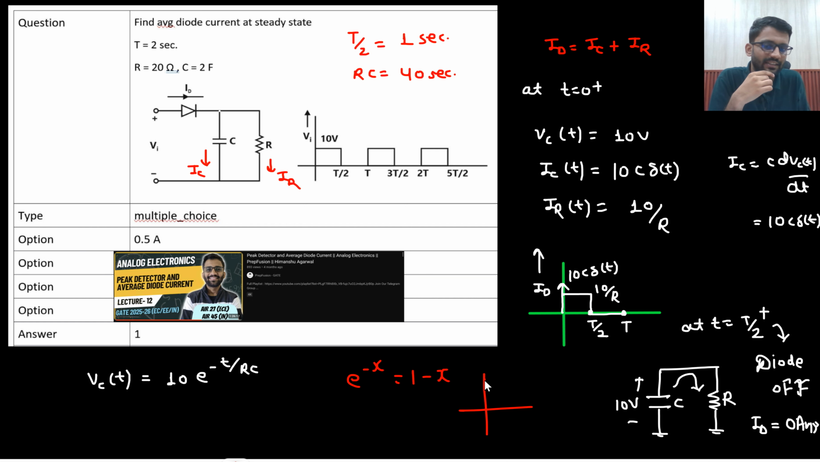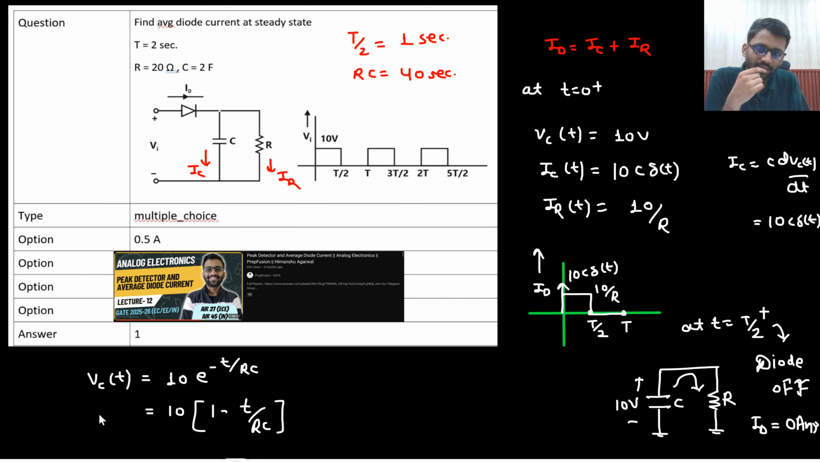Basically, it will discharge in this manner. But the time window is very low. That means I can linearize it. Say yes or no. So I can approximately linearize it. So what I can write? This I can replace with 1 minus t by RC. This is your VC of t.